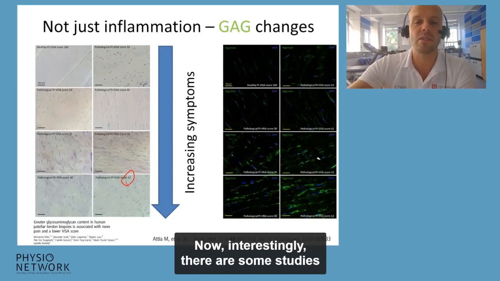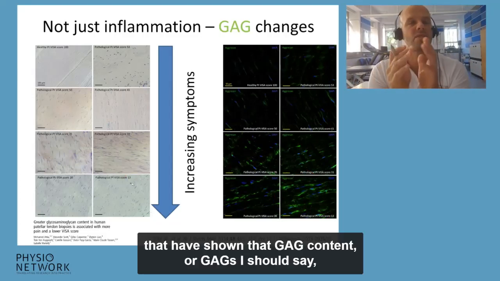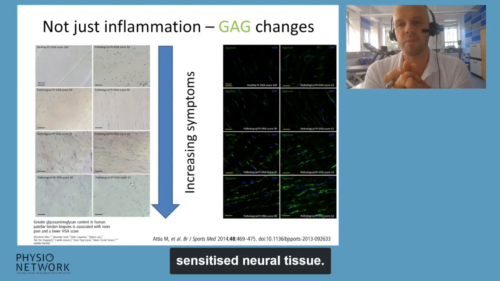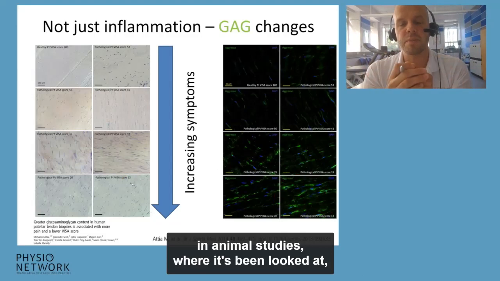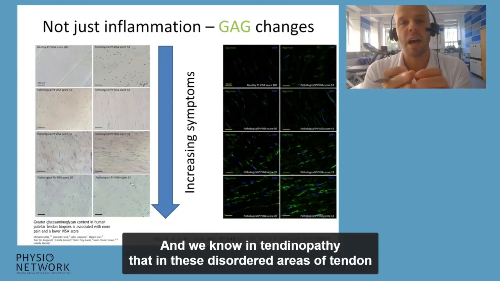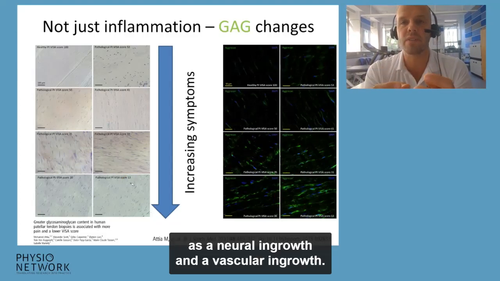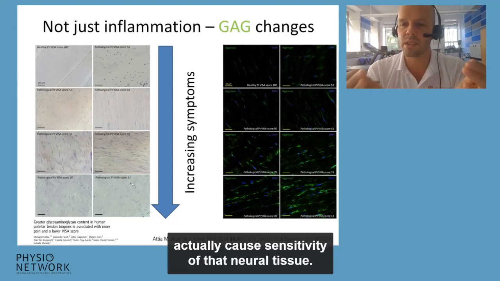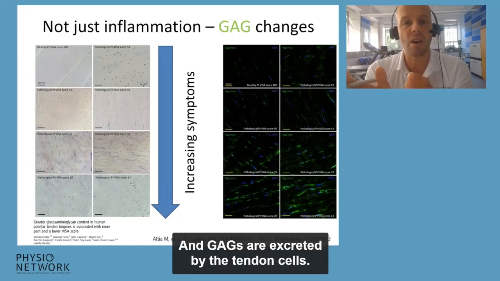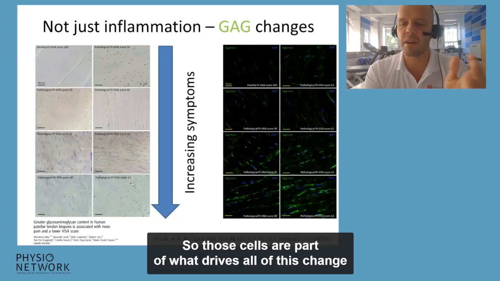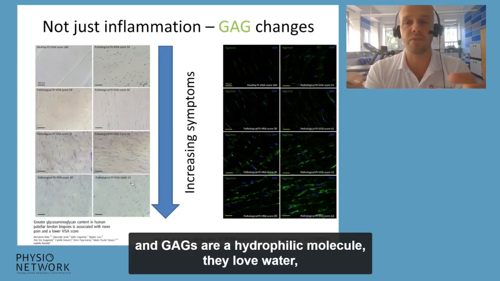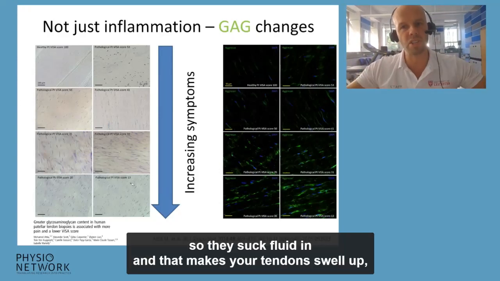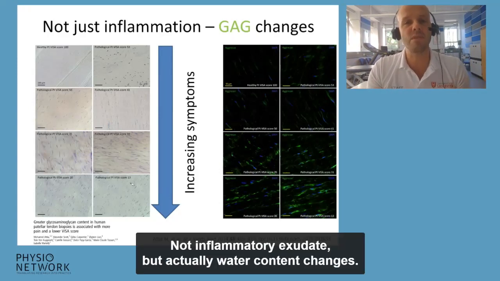Now, interestingly, there are some studies that have shown the GAG content, or GAGs I should say, sensitize neural tissue. They make the neural tissue in animal studies where it's been looked at become mechanically sensitive. And we know in tendinopathy that in these disordered areas of tendon there are more nerves than there should be. There's a neural ingrowth and a vascular ingrowth. And it may be that these GAG changes actually cause sensitivity of that neural tissue. And GAGs are excreted by the tendon cells. Okay, so those cells are part of what drives all of this change. And GAGs are a hydrophilic molecule. They love water, so they suck fluid in, and that makes your tendon swell up. And that's why we see big, fat, swollen tendons. Not inflammatory exudate, but actually water content changes.